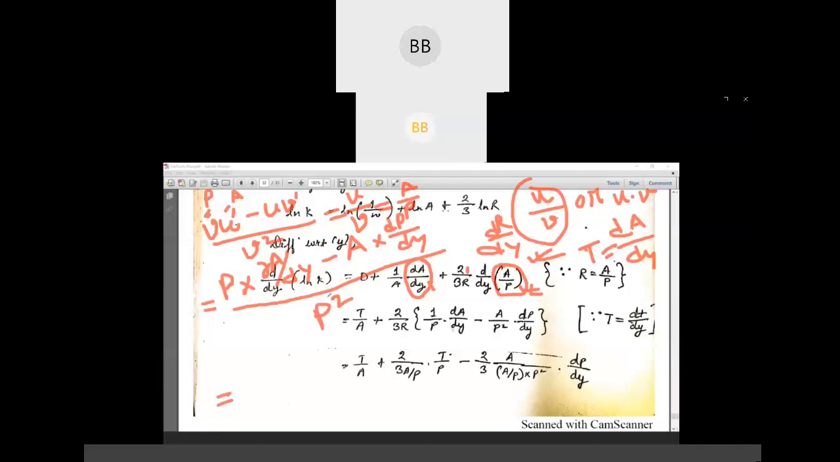So what will be left out? 1 by P dA by dy, minus A by P square. So this is area divided by P square, and it will be dP by dy. So this will be the final expression. After you differentiate this A by P, you will get this expression: 1 by P dA by dy minus A by P square dP by dy.